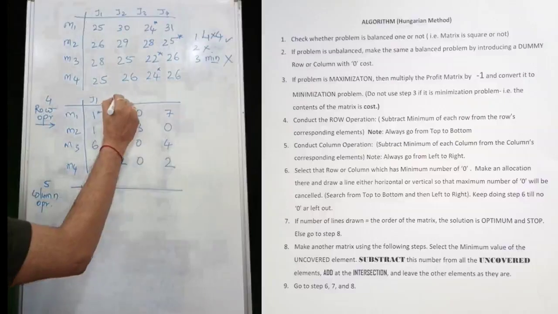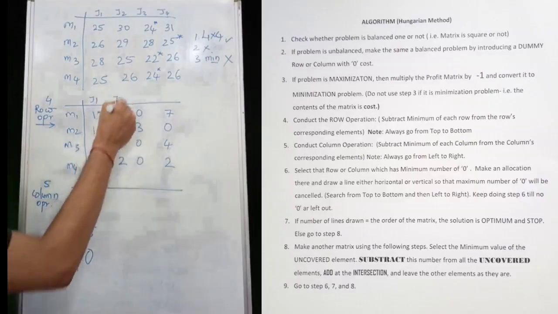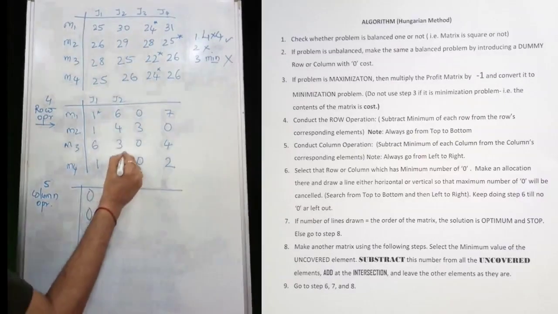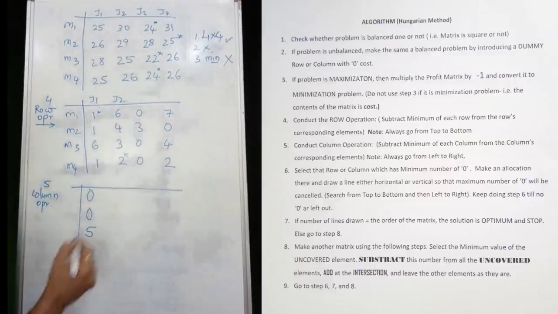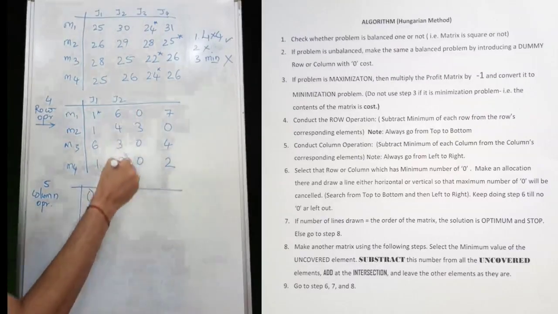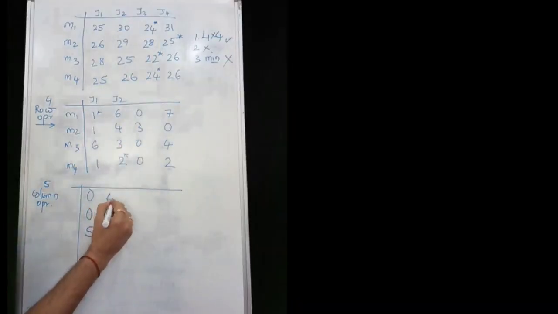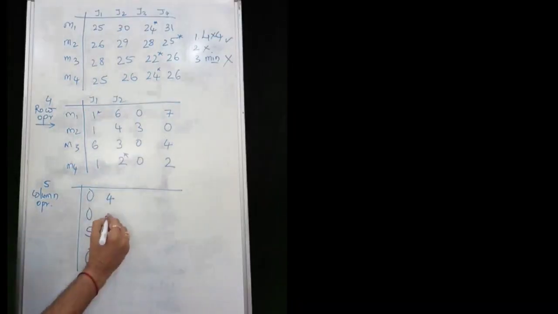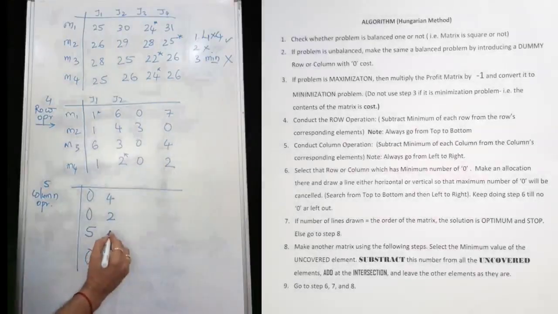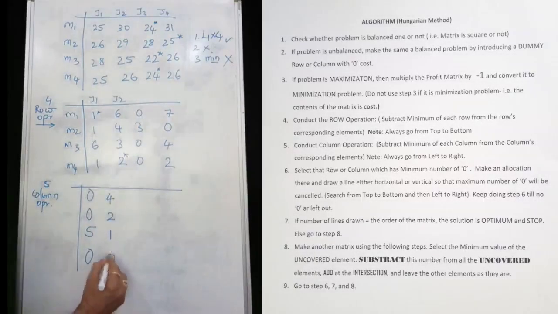I go to column J2. What is the minimum in this column? The minimum in this column is 2. So I will subtract 2 from elements of the same column here. So 6 minus 2 is 4, 4 minus 2 is 2, 3 minus 2 is 1, and 2 minus 2 is 0.